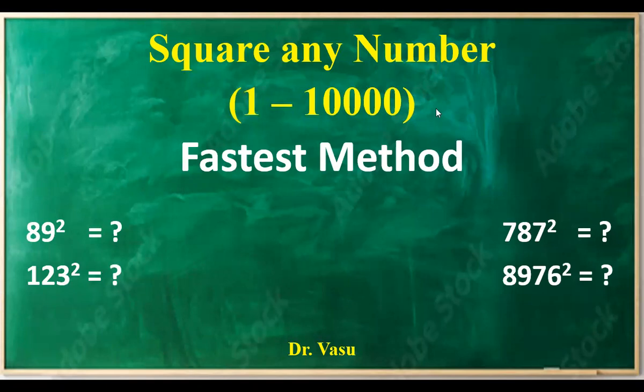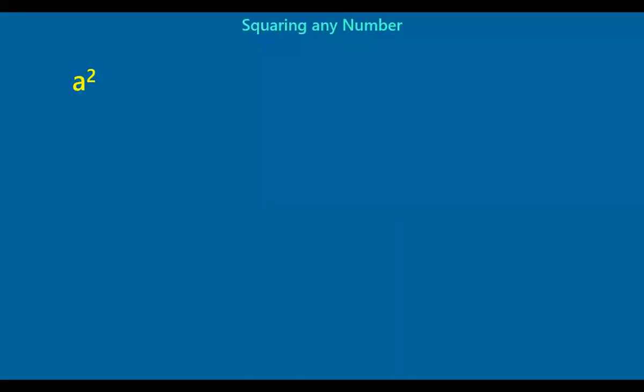I'm your Dr. Vasu. We are going to see the fastest method to get the square of any number, even 1 to 10,000 or even more, right? It may have any number of digits, 2, 3, 4, 5, any number. Let's see how it is.